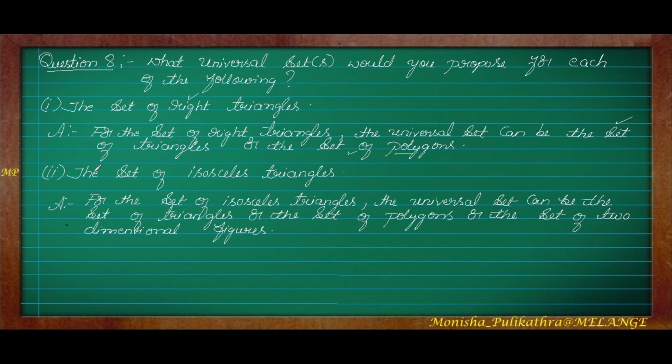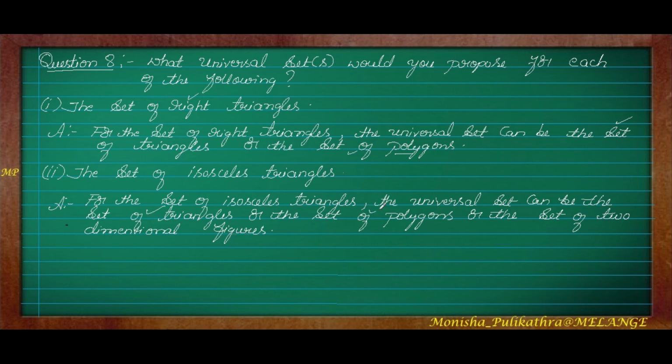So moving on to the second question, the set of isosceles triangles. We know that there are different types of triangles. Scalene means all sides are unequal. Isosceles, two sides are equal. Right triangle, one angle is 90 degrees, and equilateral triangle, all sides are equal. So these are the different types of triangles. In that, the set of isosceles triangles belongs to which universal set? That is the question. So for the set of isosceles triangles, the universal set can be, the first one, the set of triangles. In the set of triangles, isosceles triangles are also included.